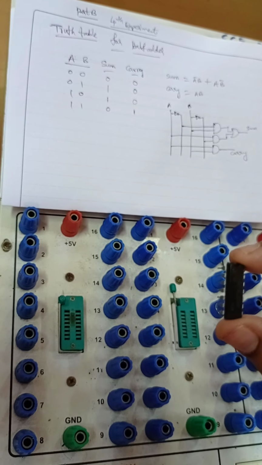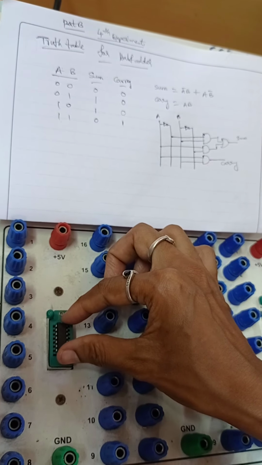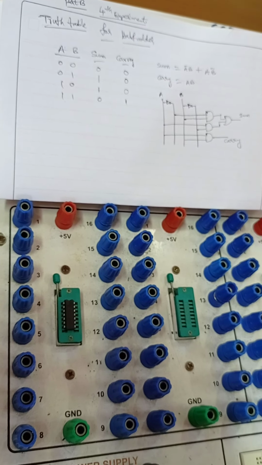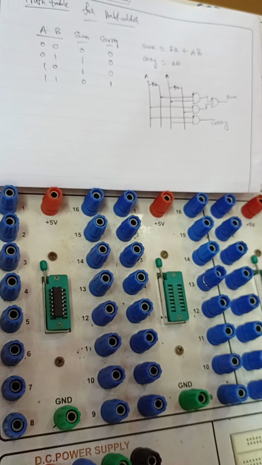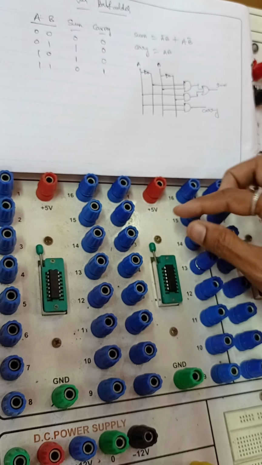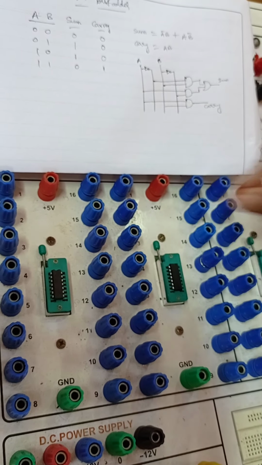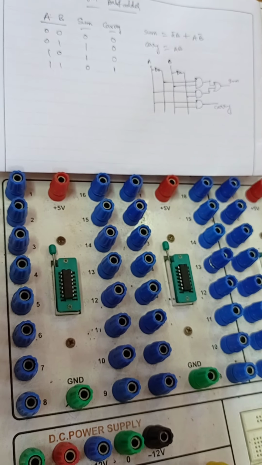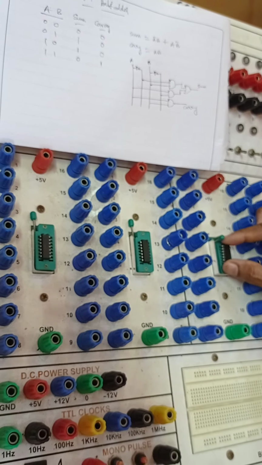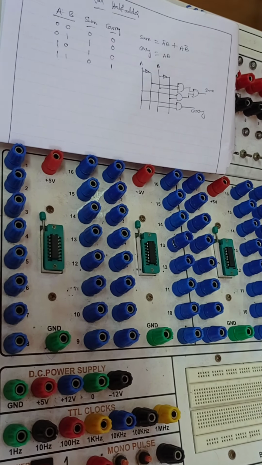Now I am taking the 7404 IC and placing it here. NOT gate can be connected by using this. Now 7408 IC. This is used as the AND gate. 7432 IC for the OR gate. Now I will connect it according to the circuit.